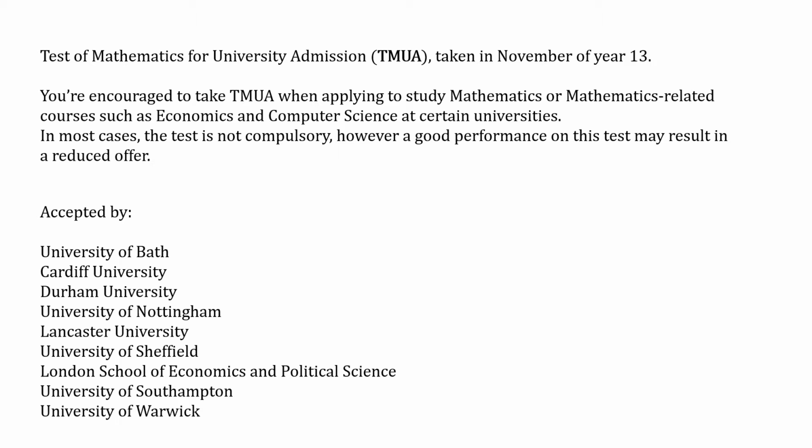Now the big difference with the TMUA is you sit it, but you don't have to reveal your results to the universities. It's up to you. So you can take it. The results come back quite fast, actually, just about 3 weeks. And then you can decide whether to reveal it to your universities or not. Now, if you have a good grade and you reveal it to the university, they will often give you a lower offer. So it's not usually included in your offer. You don't have to pass TMUA or get a certain score in TMUA. But if you do get a good score in TMUA, they may well reduce your offer for your course.